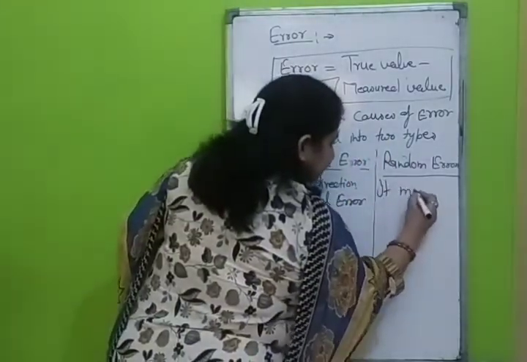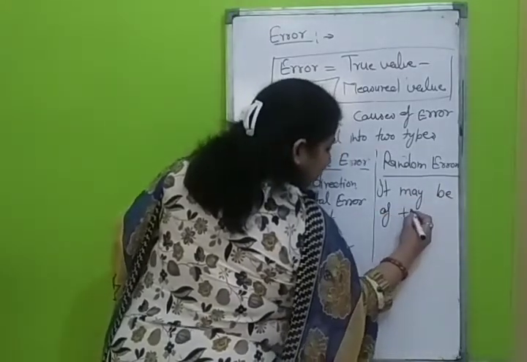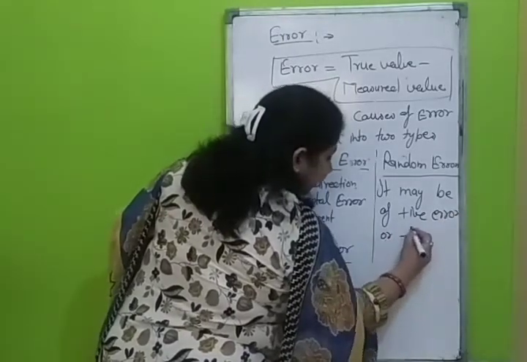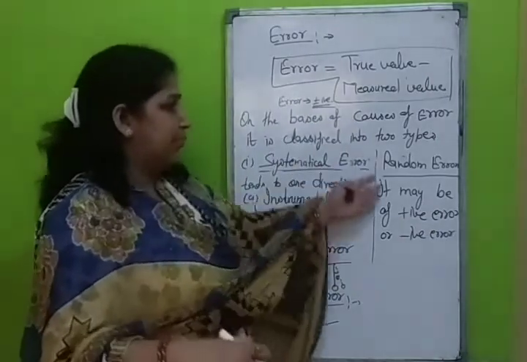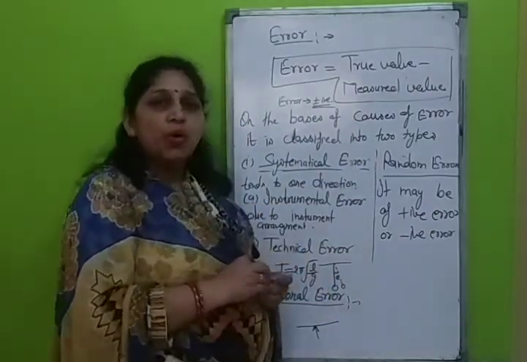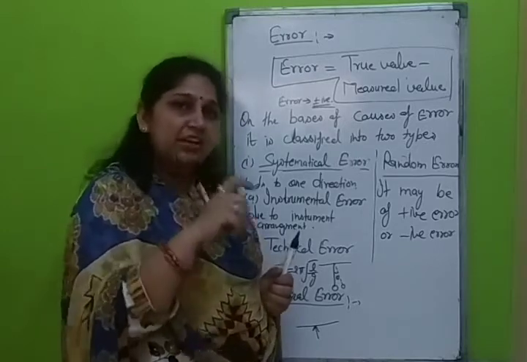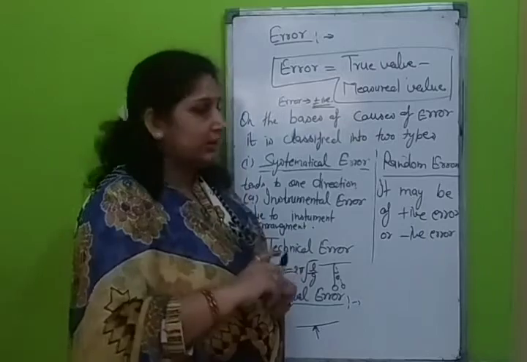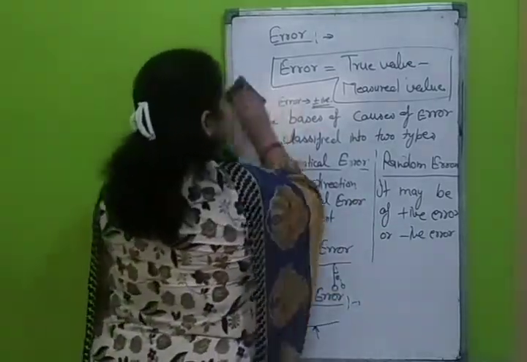So we cannot rectify it by following any law. It may be a positive error or a negative error. To rectify this type of error, we can take more than one observation and find the mean value of the observations. Then we can remove this type of error. Yes. Next topic is absolute error.